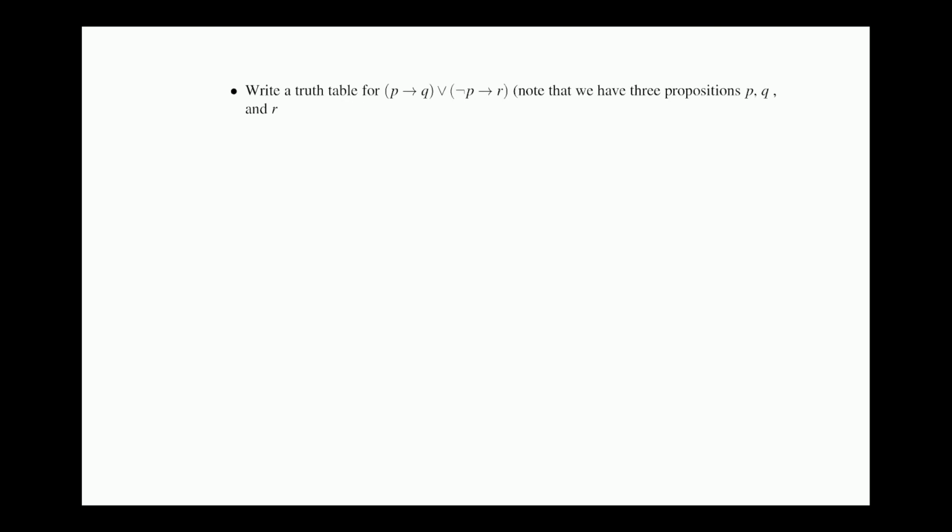So we need a truth table here for this one. P, Q, P, R. Now, notice that we have 3 different propositions.